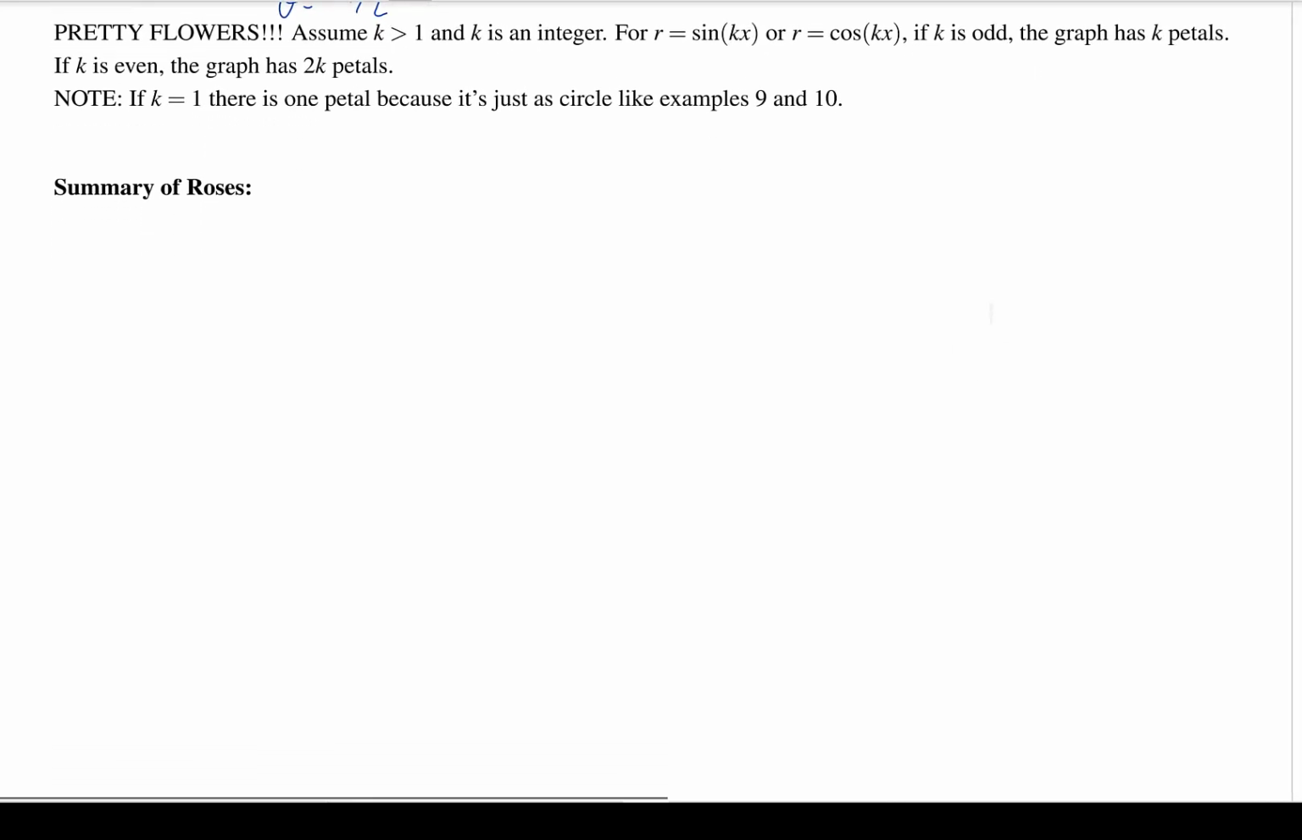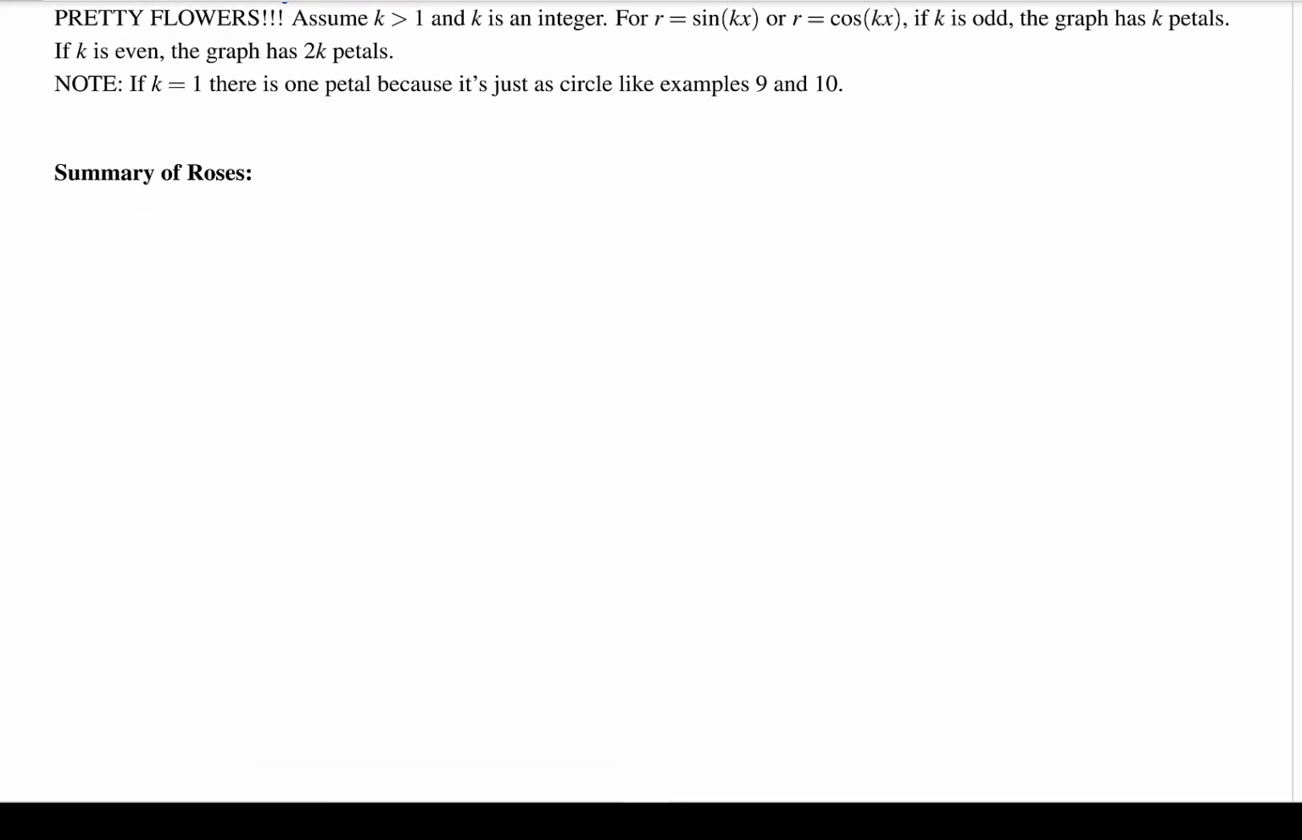Now let's look at the next one. So here we're going to be dealing with roses. So if we have r equals sine of k times x, or, oh, this is a typo, I'm sorry. This right here should be sine of k times theta. And this should be cosine of k times theta. This is not a k-o, this is k times theta. Okay.